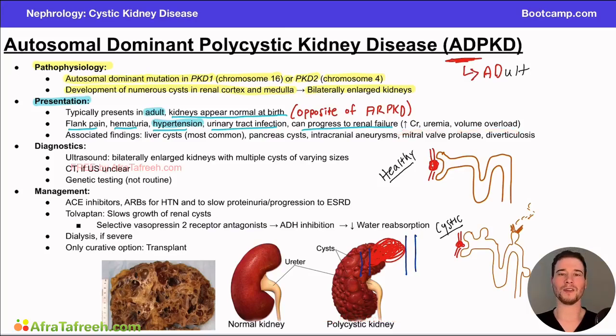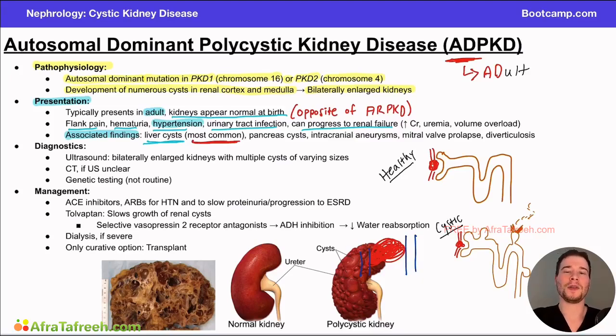Now, some associated findings with autosomal dominant polycystic kidney disease. Really important here, we have liver cysts. This is the most common one that I want you to know. The reason is because I've seen questions where they will give you a presentation of a patient who has autosomal dominant polycystic kidney disease, but they won't tell you about the kidneys explicitly. That makes the question too easy. Too many people will get that correctly.